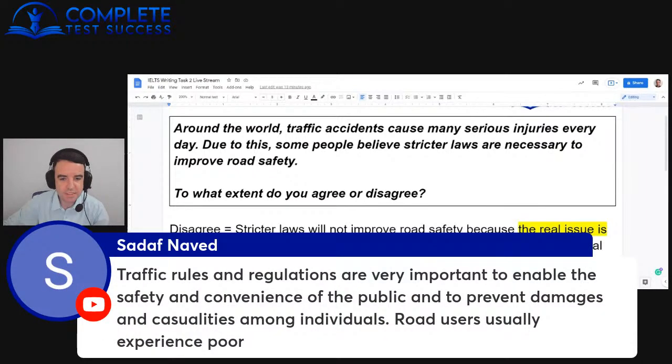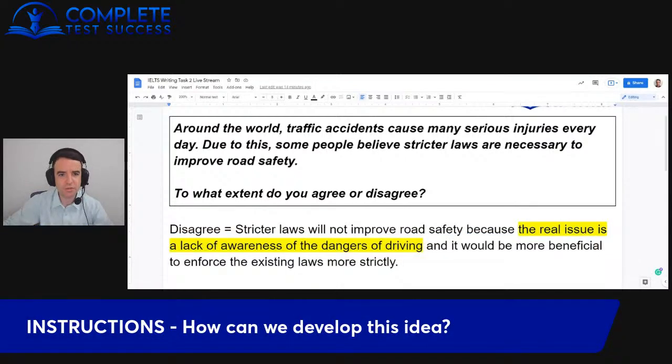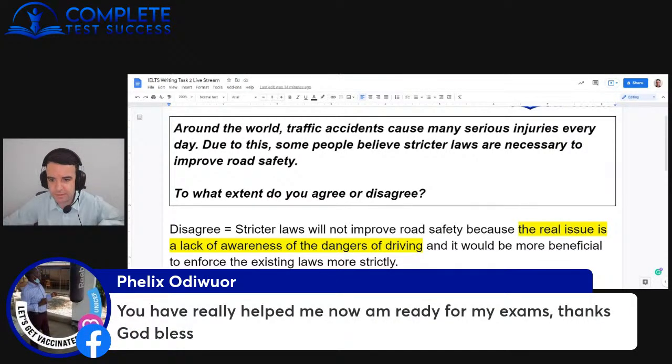Traffic rules and regulations are very important to enable the safety and convenience of the public and to prevent damages and casualties among individuals, road users. You're just talking, Sadaf, in general about traffic laws. You're not talking about what the question asked you to talk about. So again, that wouldn't be appropriate.